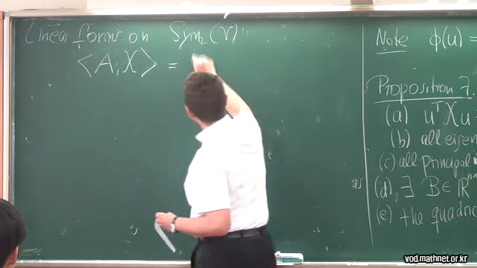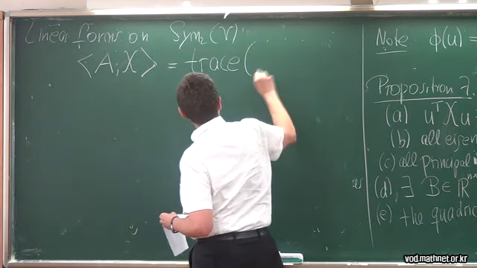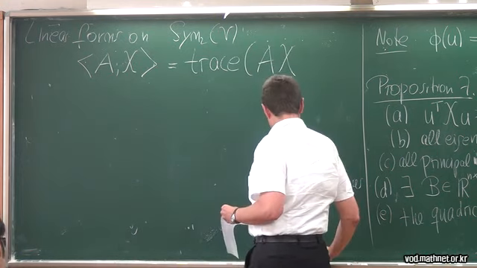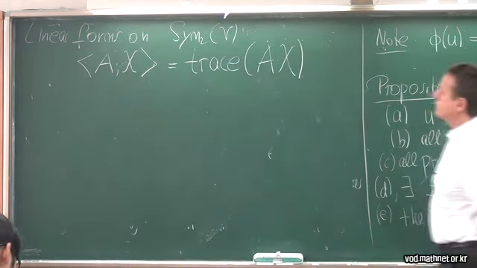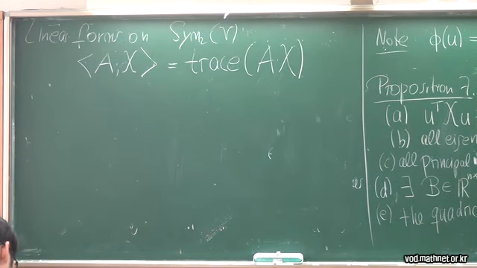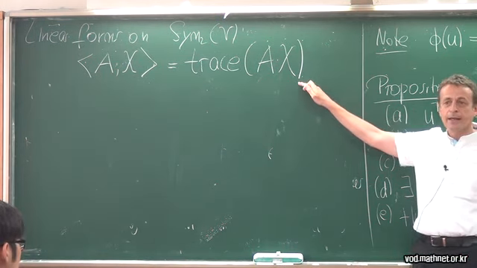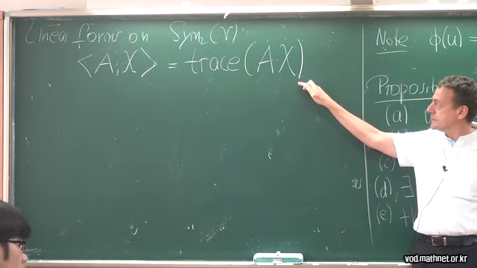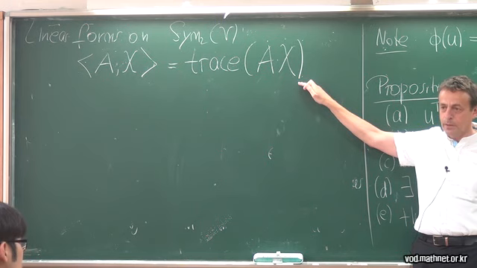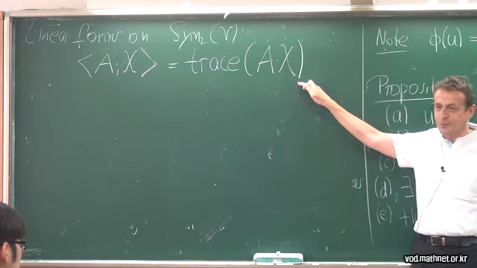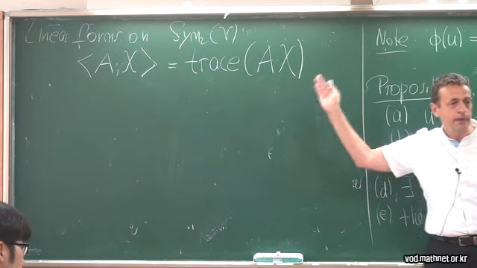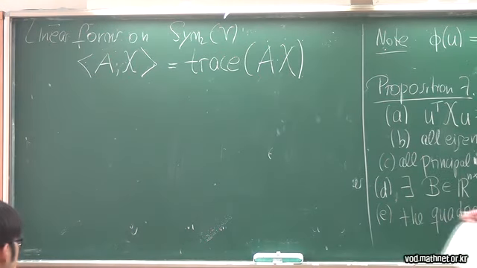But the way the engineers usually write this is as trace AX. So for a fixed matrix A, this is a linear form on X, on the space of symmetric matrices, and this is the dot product. If you work this out, the trace of a matrix is the sum of the diagonal entries. So this is A11 times X11 plus A12 times X12 plus A13 times X13. It is sometimes convenient to write it in this trace form.